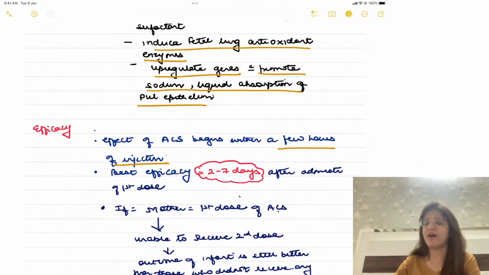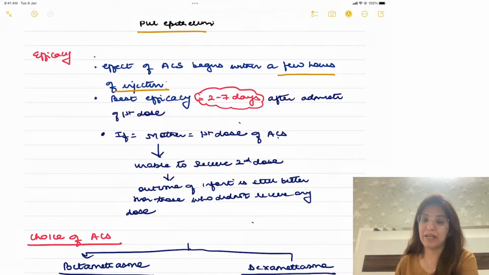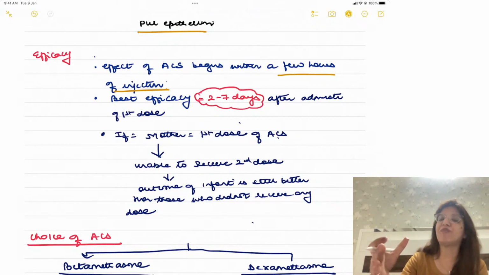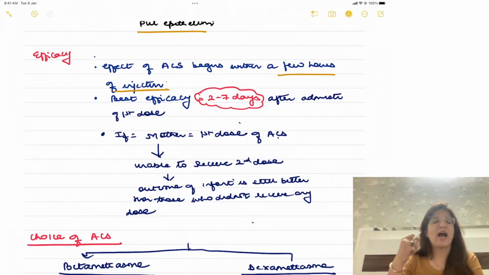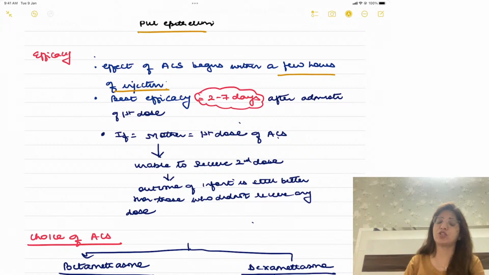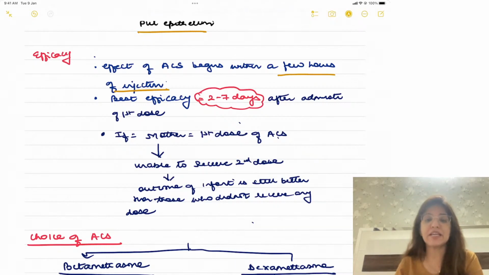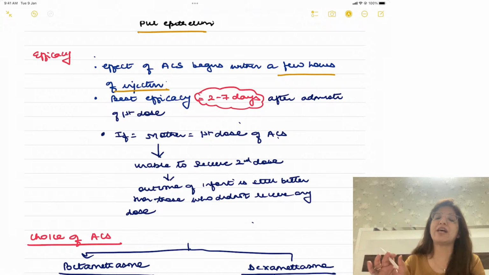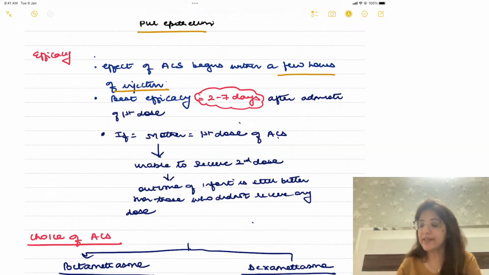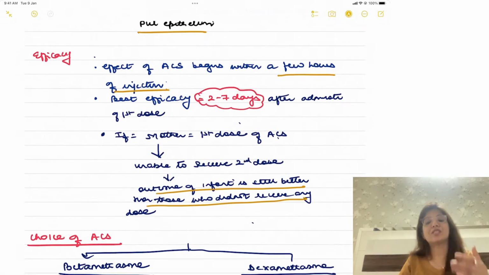So suppose you have a female who's in preterm labor and she is at preterm labor at 35 weeks, right? Now, at 35 weeks, you give her corticosteroid and within 24 hours of giving corticosteroid, she delivers. Now, it is seen that if a female has received only one dose of corticosteroid and then she delivers, then the outcome of the infant is still better than those who didn't receive even that one dose.